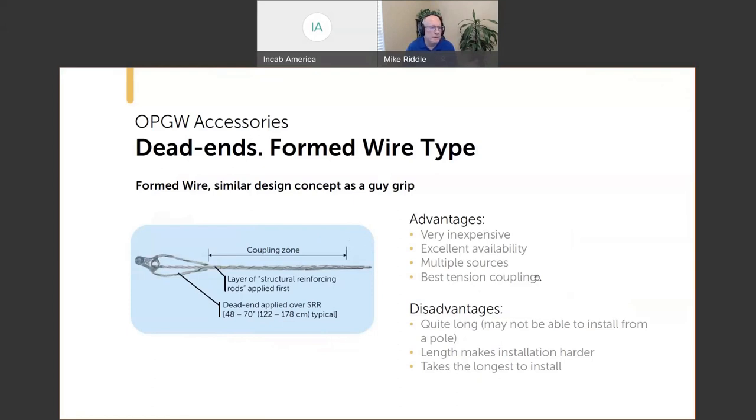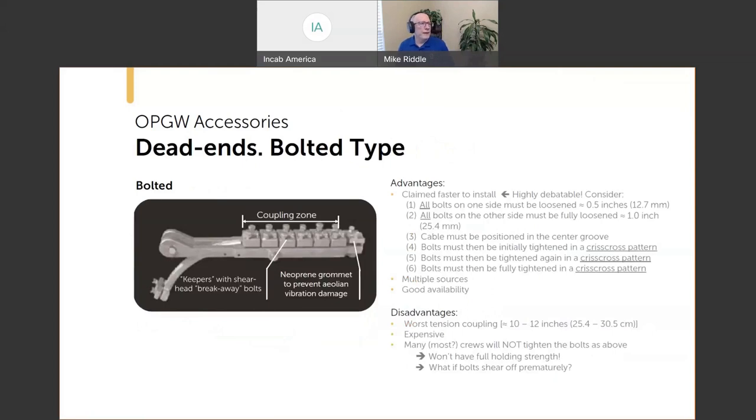which is good, but that makes it much more difficult to install, right? Because you've got two sets of rods that are long to put on, so it's going to add a significant amount of time. And because it's so long, you may not be able to install it from a pole. So you're going to have a bucket truck or something else. So a lineman can't climb a pole and install it from there. He's got to have additional equipment to install it.